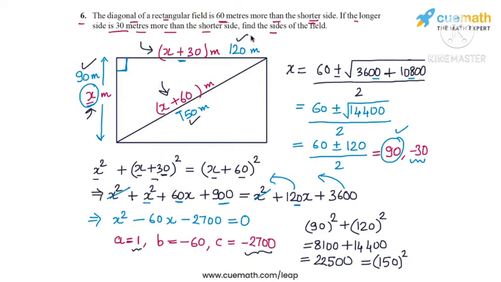So to summarize, the sides of the field are 90 meters and 120 meters. So that's the answer of this question.